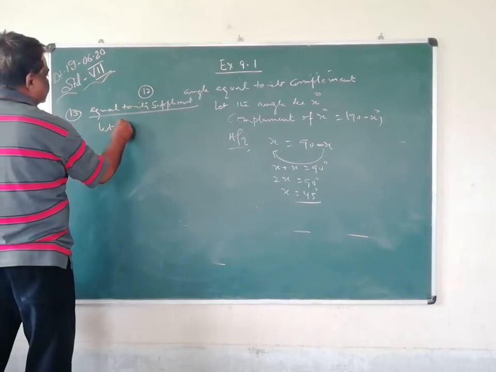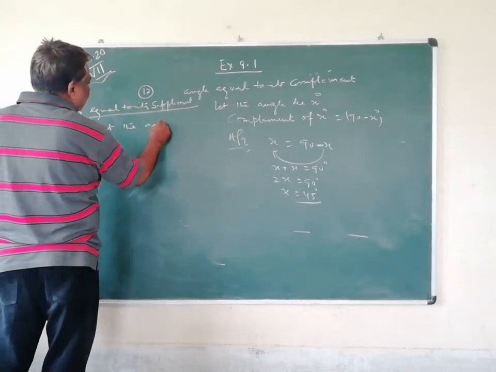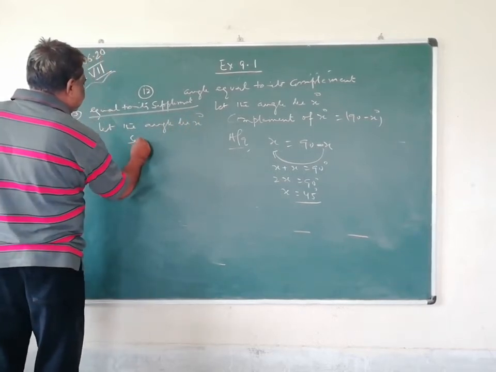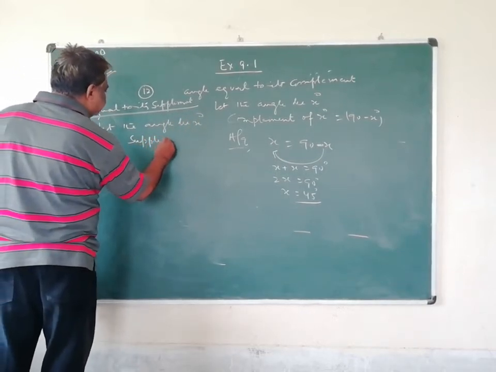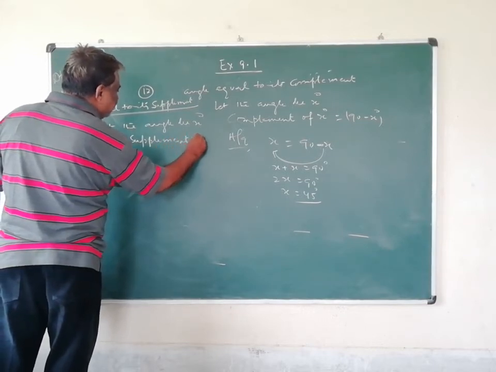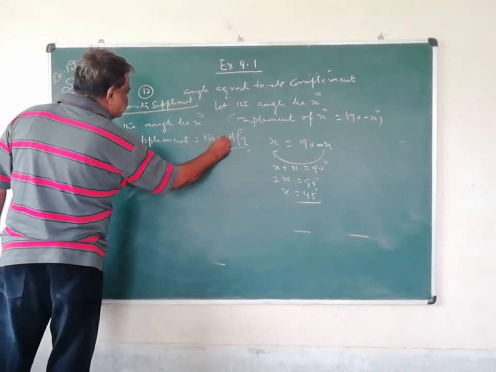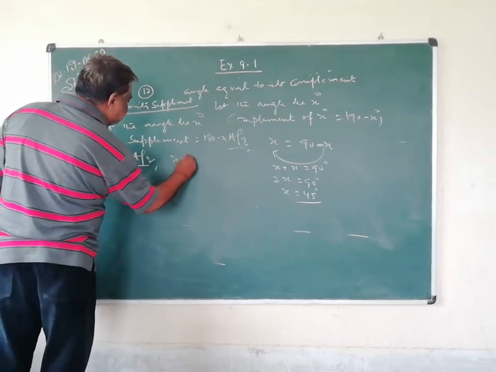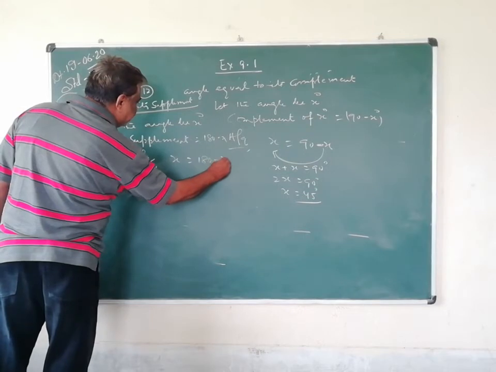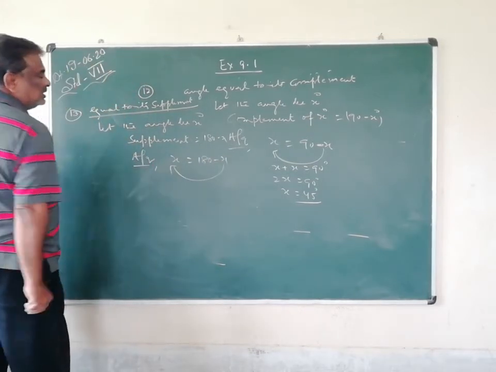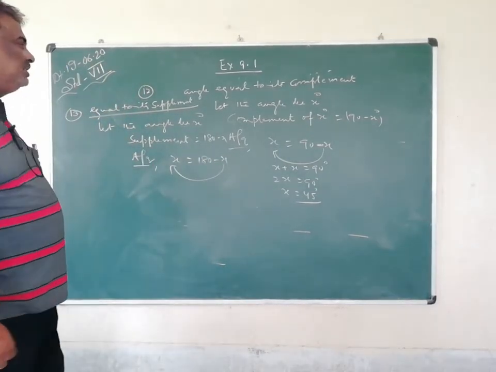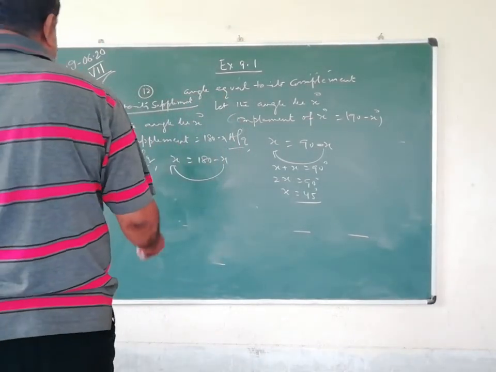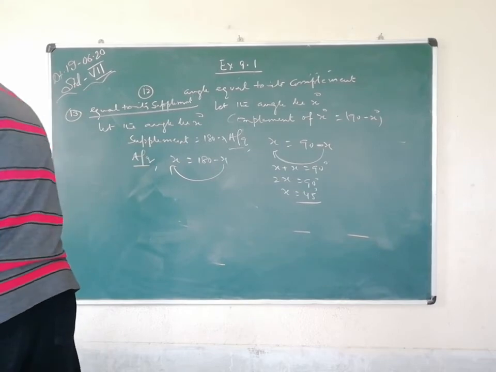Let the angle be x degree. Then the supplement will be equal to 180 minus x. According to the question, x is equal to 180 minus x. Now you can shift this x to this side, that is 2x is equal to 180 degree, and x will be 90 degree. Your answer will be 90 degree. You have to do it from this point.